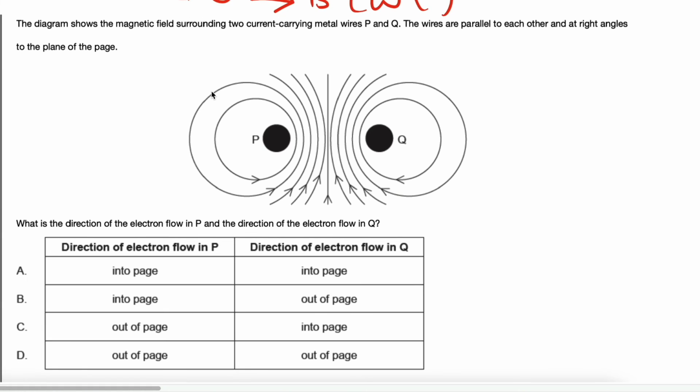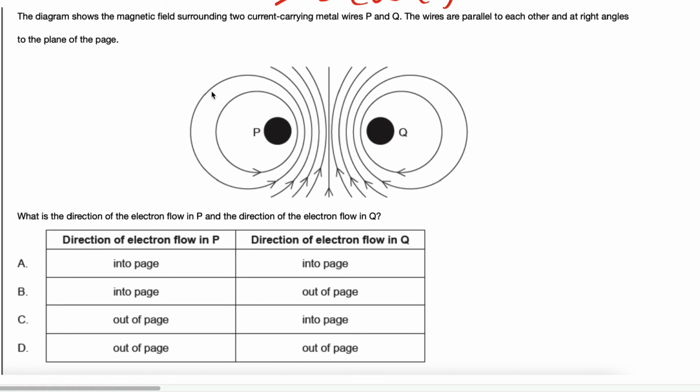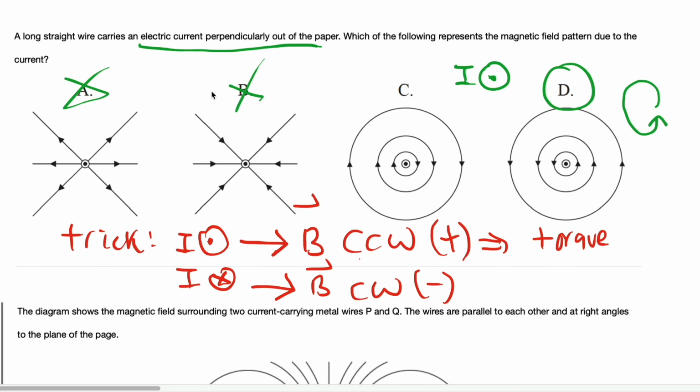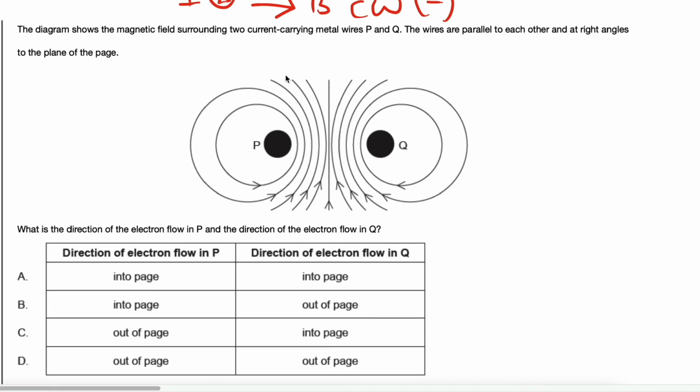The diagram shows the magnetic field surrounding two current carrying wires P and Q. The wires are parallel to each other and at right angles to the plane of the page. What is the direction of the electron flow in P and the direction of electron flow in Q? So here we know the direction of magnetic field. We can also know the direction of current using the same method in this problem, right? So there are two methods of solving this problem.